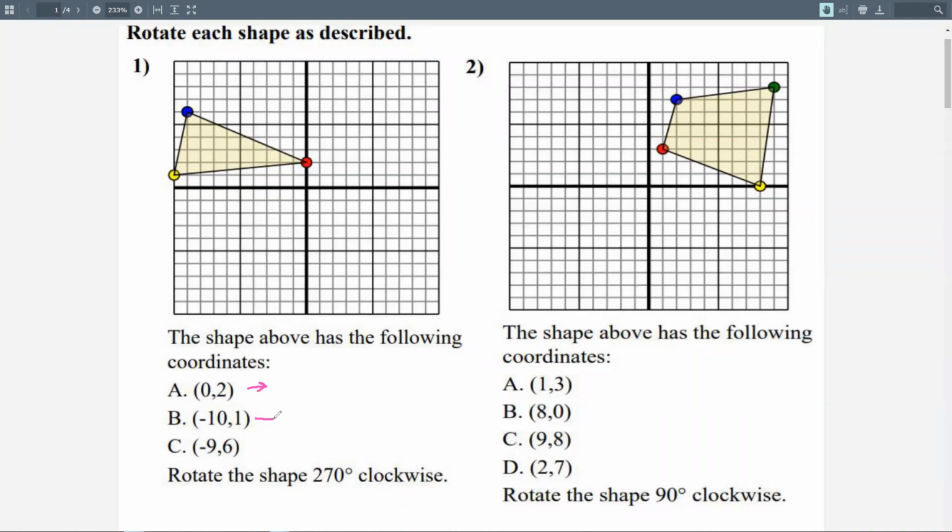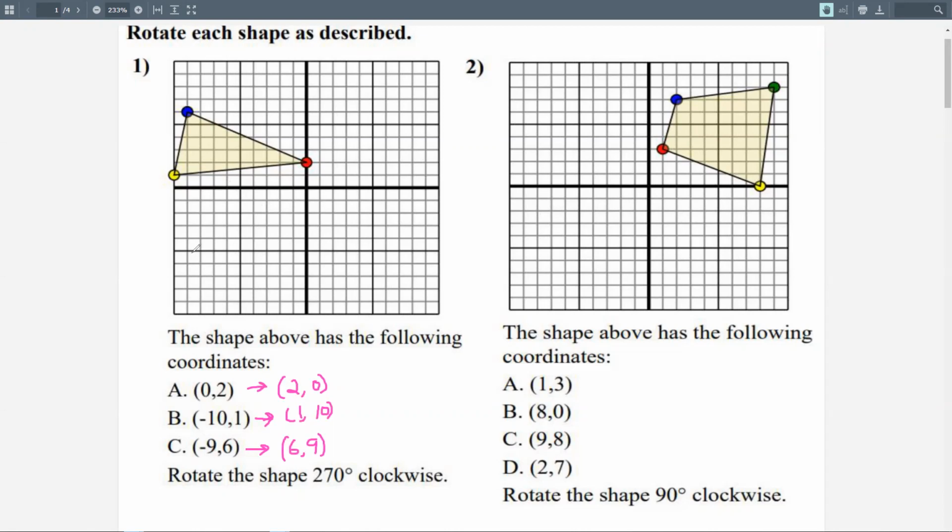for a 90 or a 270 degree rotation is we're going to flip the coordinates. So 0, 2 is going to become 2, 0. 10, 1 is going to become 1, 10. And then 9, 6 is going to become 6, 9. Okay, and then step 2 is to look for the signs.